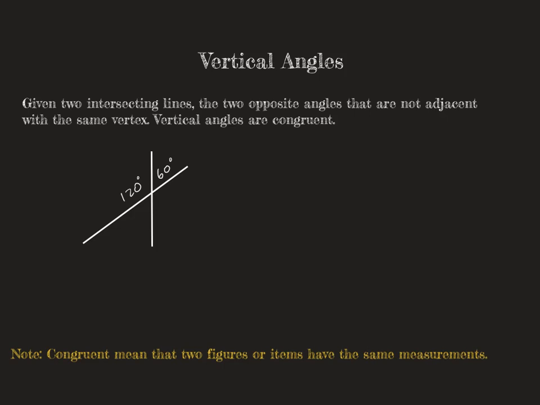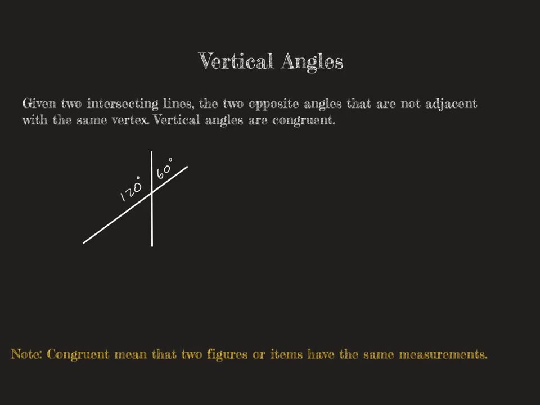Vertical angles are going to be congruent. And there's a note that says that congruent means that two figures or items have the same measurements. They're not the same, but they have the same value. And if you use transformations such as rotation, reflection, or translation, one fits on top of the other one.